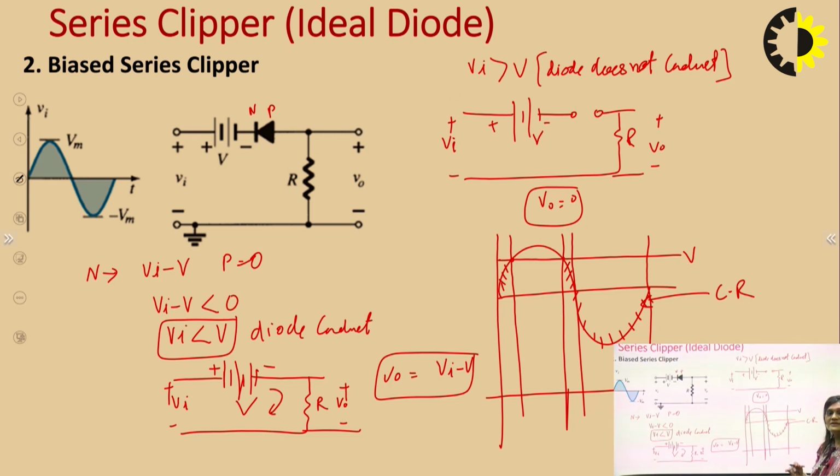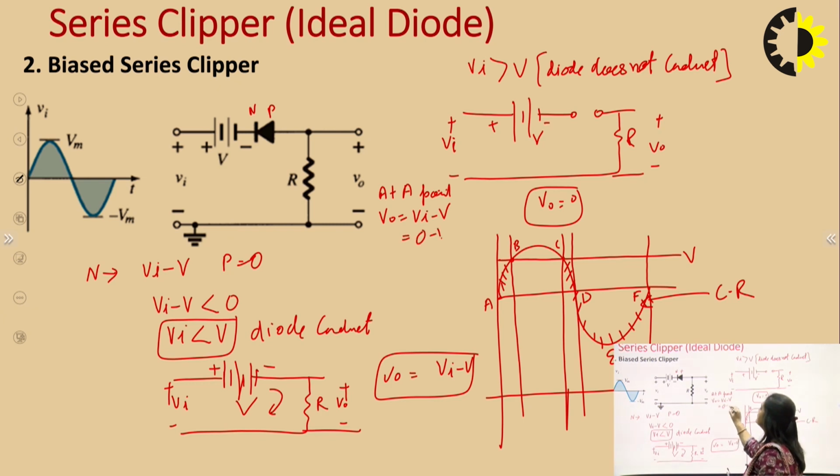And for that conducting region, we have the output Vi minus V. So we can give names to this conducting part: A, B, C, D, E, F. So at A point, output would be equal to Vi minus V at this point. And at this point, the value of Vi is 0. 0 minus V would be equal to minus V. So for that point, I will put here minus V.